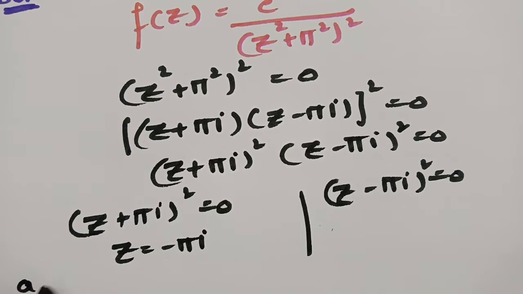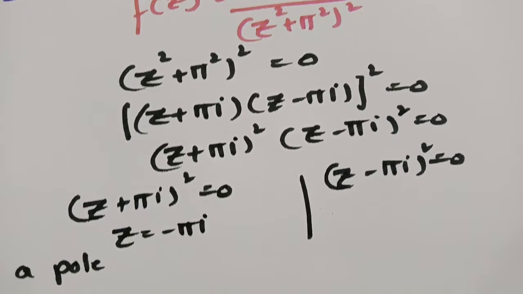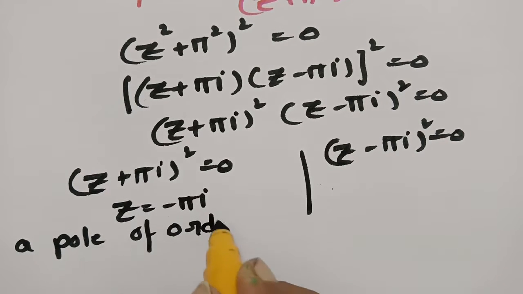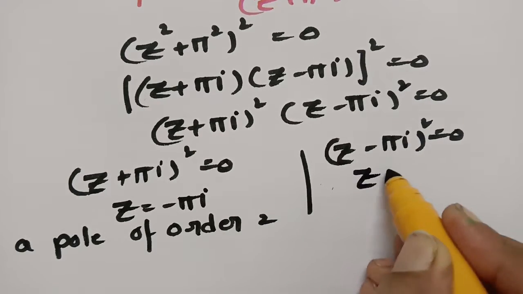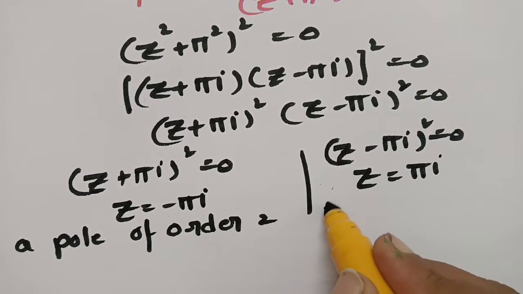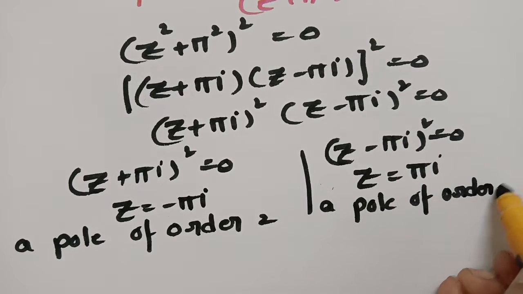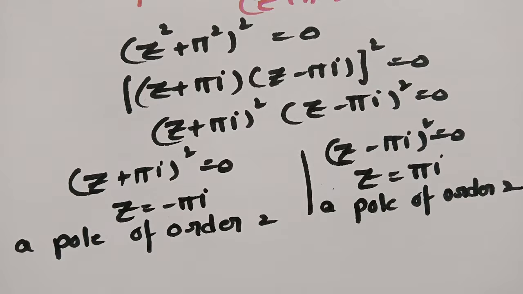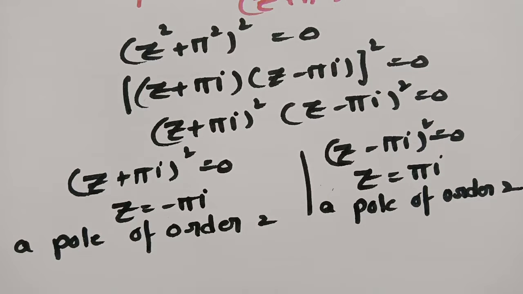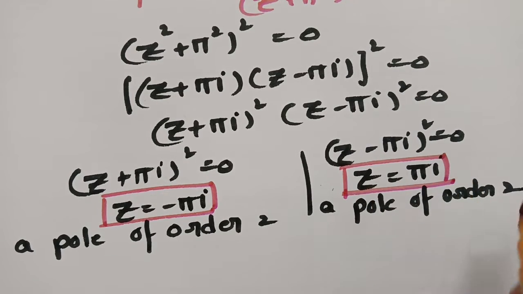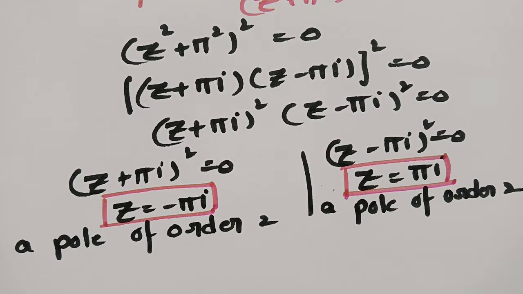Which is a pole of order 2, and here z is equal to plus pi i, which is again a pole of order 2. So we got the two poles. The first one is z equal to minus pi i, and the next pole is z equal to plus pi i. After getting the two poles, we have to check whether they are inside the given contour or outside the given contour.